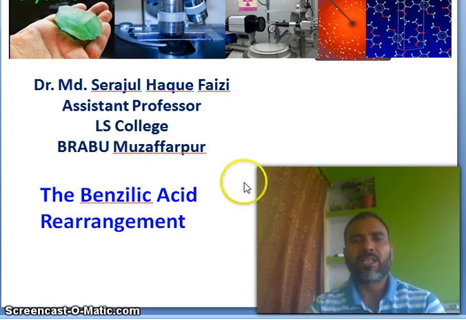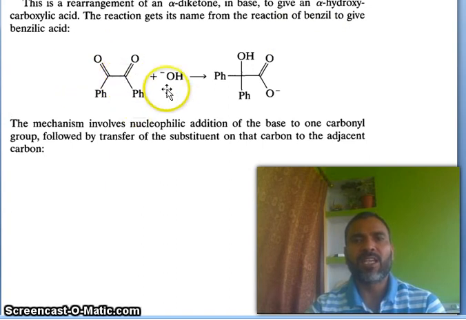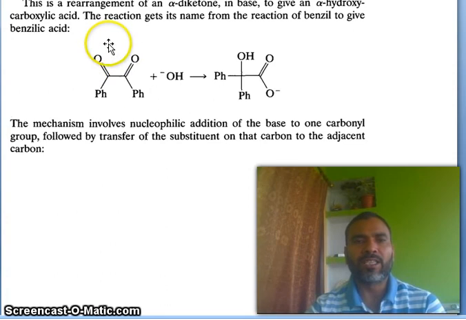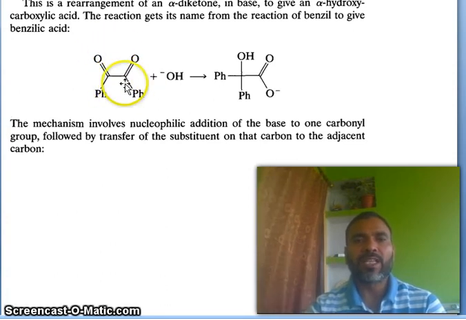benzilic acid rearrangement. The reaction gets its name from the reaction of benzil to give benzilic acid. This is benzil and this is benzilic acid. The mechanism involves nucleophilic addition of the base to one carbonyl group, followed by transfer of the substituent on the carbon to the adjacent carbon. So friends, focus on this moiety. That is a very important moiety if you are preparing for the NET examination. This diketone, how it is converted into carboxylic acid, and this carbon has the OH group.